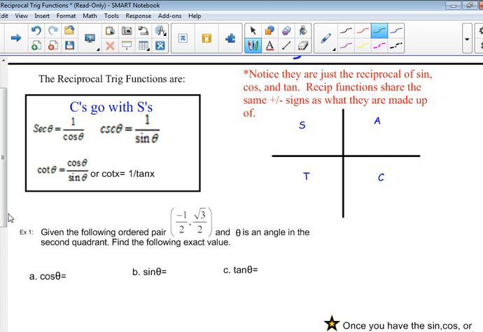You have secant, and if you want to spell it out, it's S-E-C-A-N-T, right? Secant. Okay. And secant's reciprocal is the cosine. So I like this little trick. C's and S's go together, so you can remember which ones are made up of which. So the secant, since it starts with an S, it goes with the reciprocal of cosine. So the S and C.